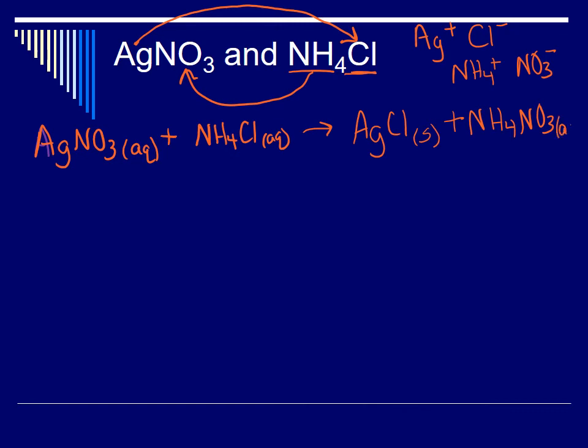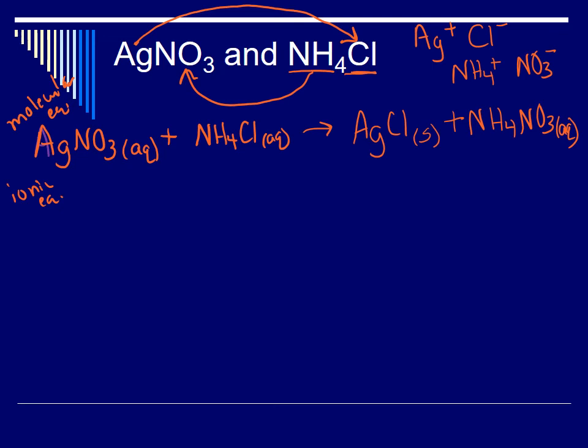Now when you go to your solubility table and you look, you'll find out that nitrates are soluble with just about everything and there's no exceptions. So I know this is going to be a soluble product. Now let's make sure that everything is balanced. Oh, it looks like it is. What I have written here is the molecular equation. Let's try the ionic equation.